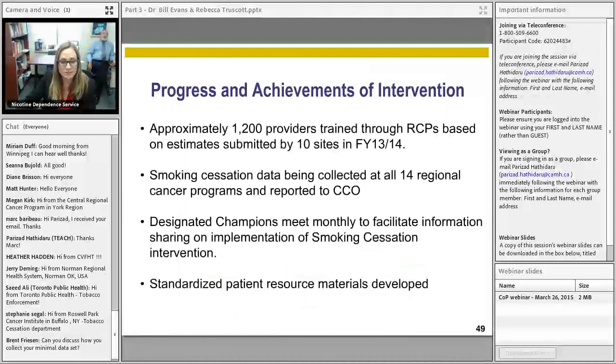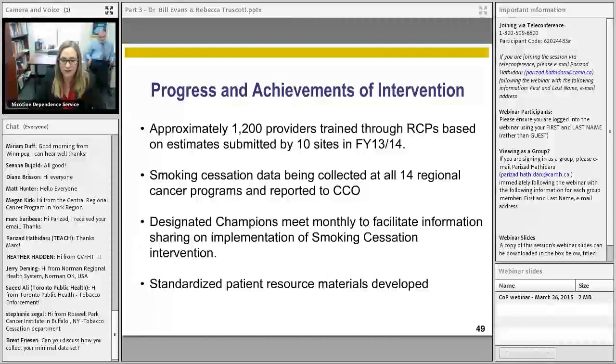So now just to speak to some of the highlights of our work over the past couple years, we've really been able to train regionally more than 1,000 providers just in one fiscal year, so we're very excited about that. We're very, very pleased that now all 14 of our regional cancer programs are reporting data into CCO on a monthly basis, and this is a huge, huge accomplishment for us.